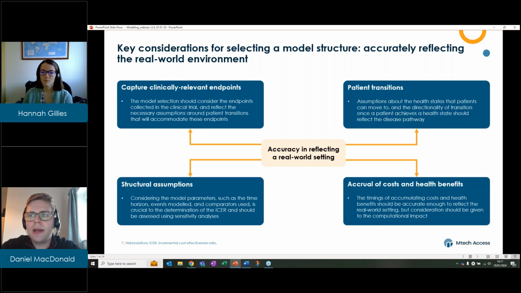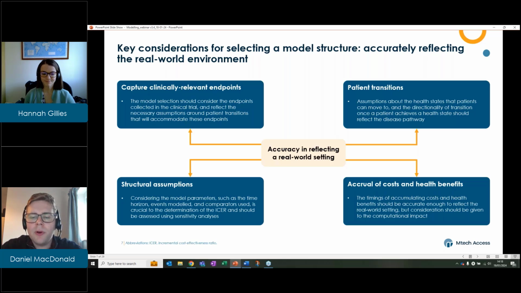Structural assumptions, so incorrect assumptions or structures that are included in the type of model selected and the flow, the sort of framework. Incorrect use of that can add bias into model outputs through incorrect assumptions, and also structural bias. Going back to patient transitions, if you've got a structure which doesn't accurately reflect the real world setting and has incorrect patient movements between states, for example, then it will likely bias the outcomes because you're not accurately reflecting what the real world setting looks like.